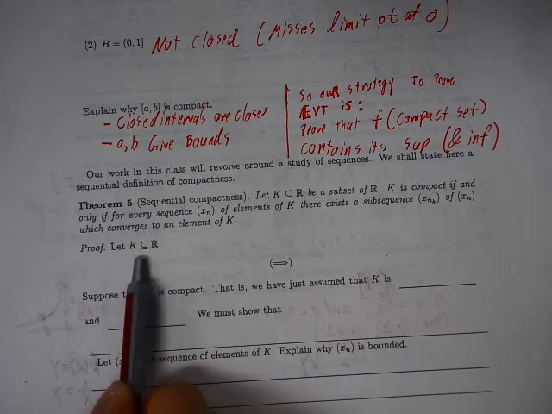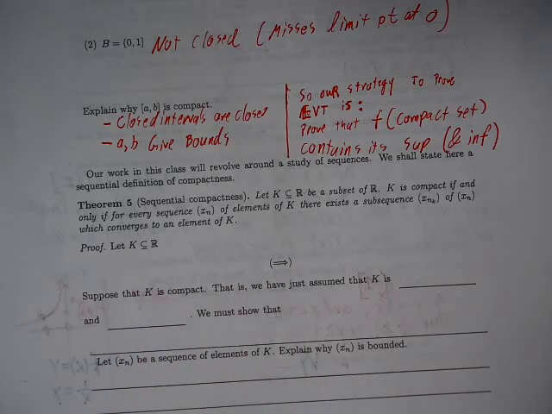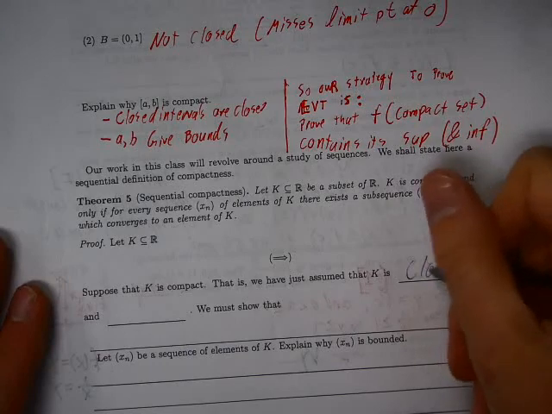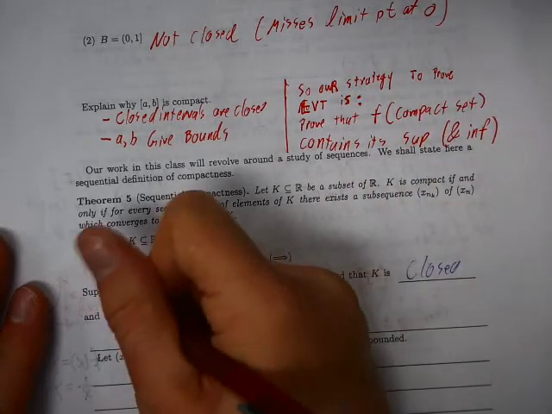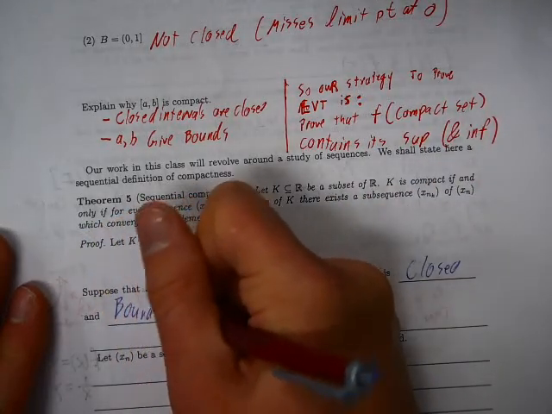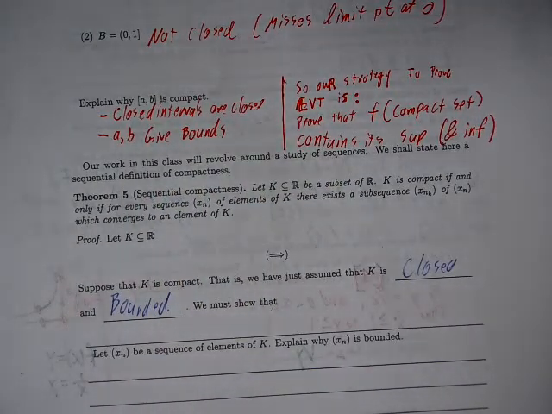So let's do it. Let's let K be a subset of R. Let's do the forward direction. So let's assume that K is compact. So what two things do you know about K because it's compact? Every compact set is closed and bounded. Check out the statement of the theorem. What is it that we need to prove about this set?